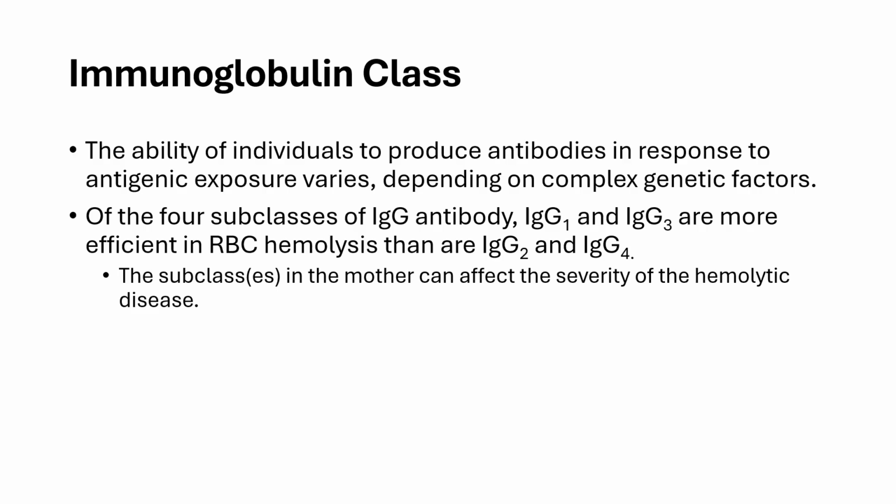The ability to produce antibodies after antigen exposure varies between individuals due to complex genetic factors. Among the 4 subclasses of IgG antibodies, IgG1 and IgG3 are more efficient at causing red blood cell hemolysis, whereas IgG2 and IgG4 are less efficient at red blood cell hemolysis. The subclasses of IgG produced by the mother can influence the severity of hemolytic disease in the fetus and newborn.